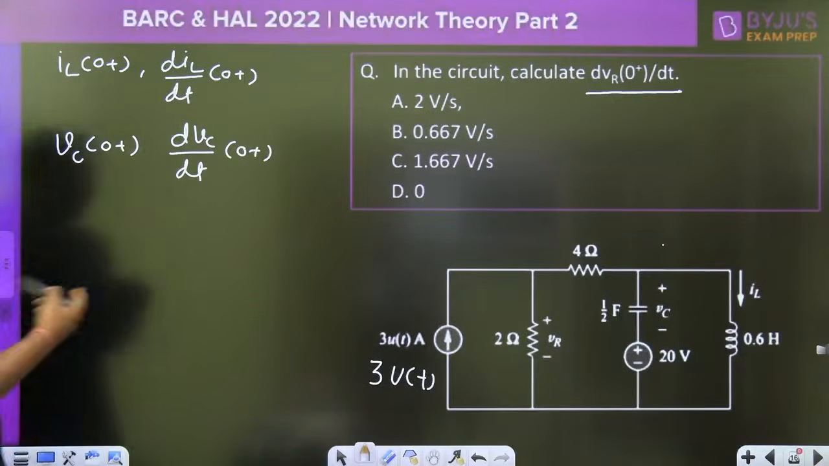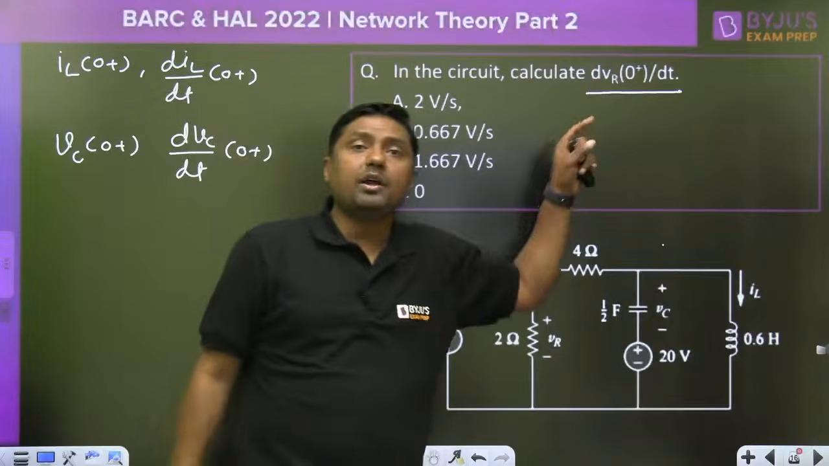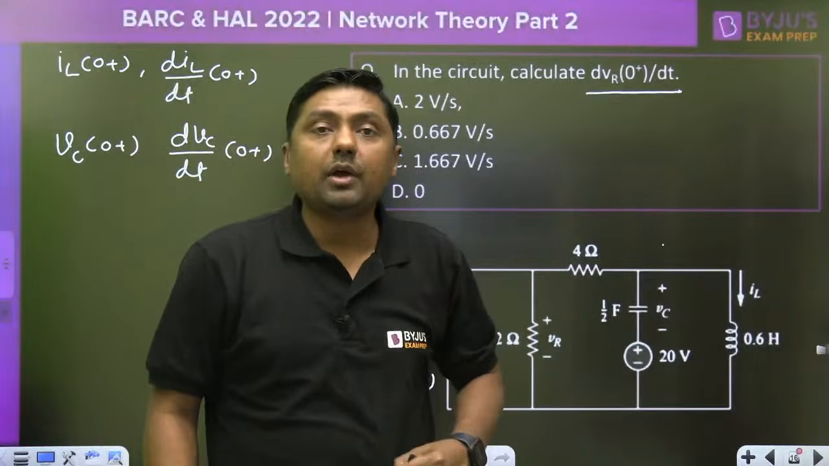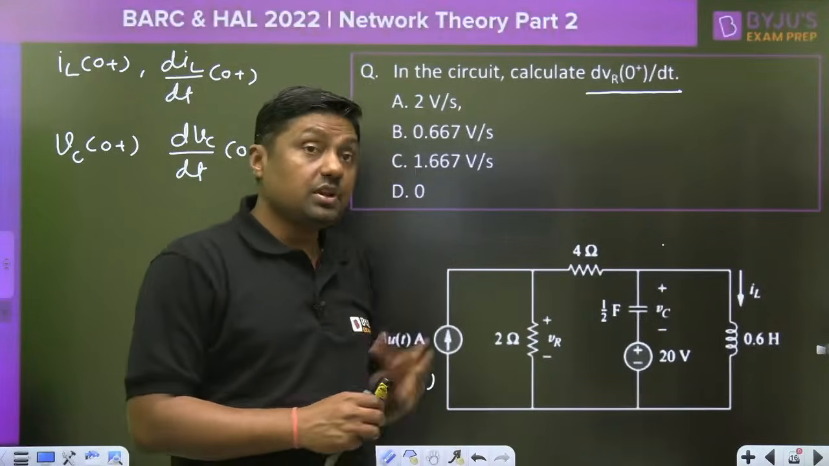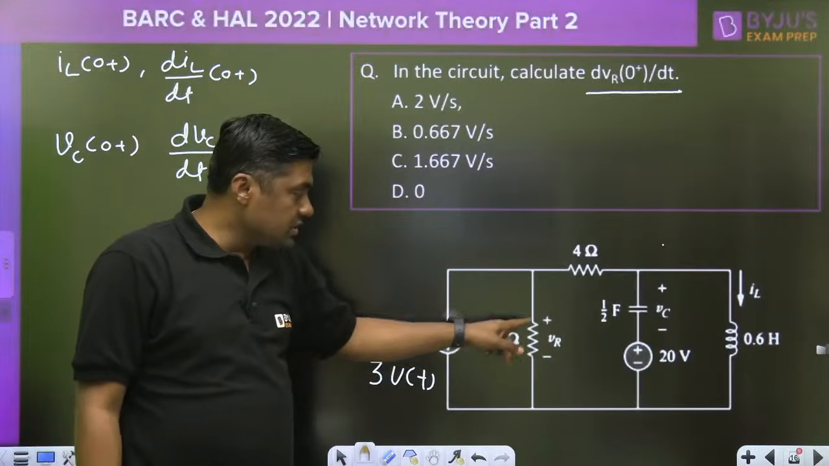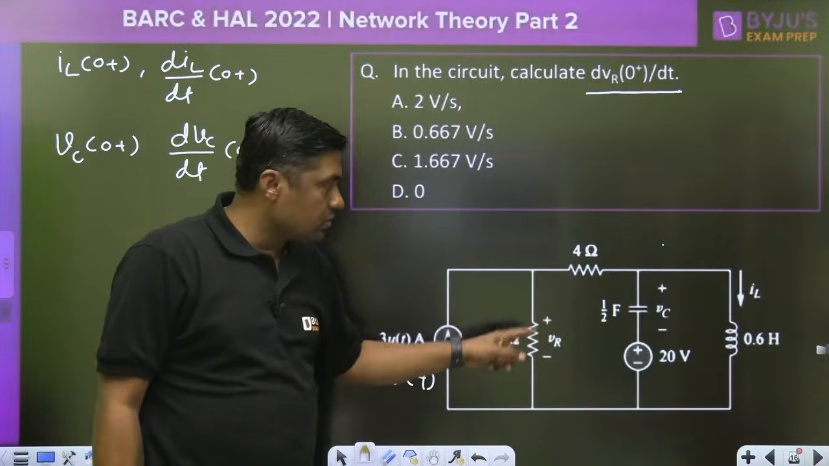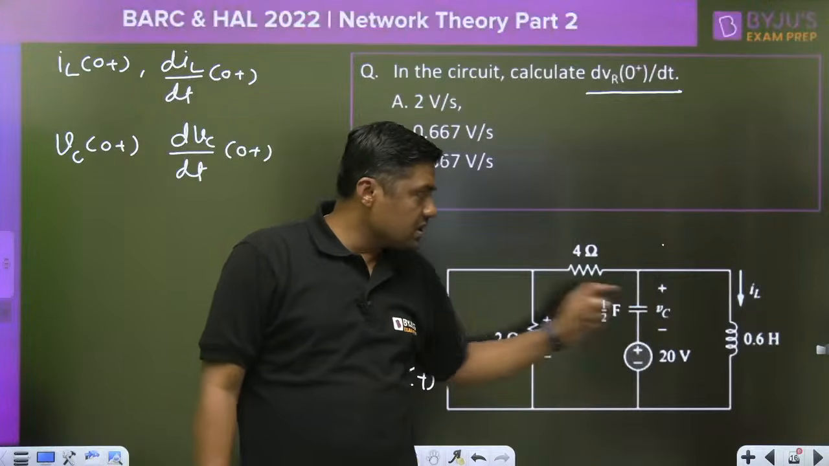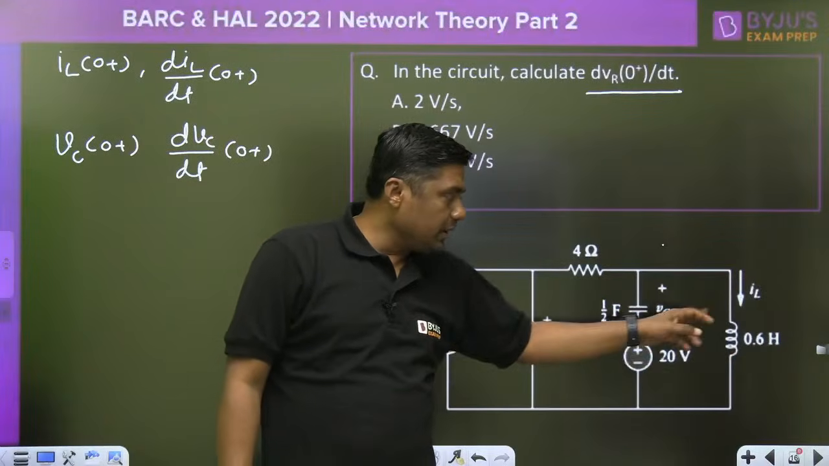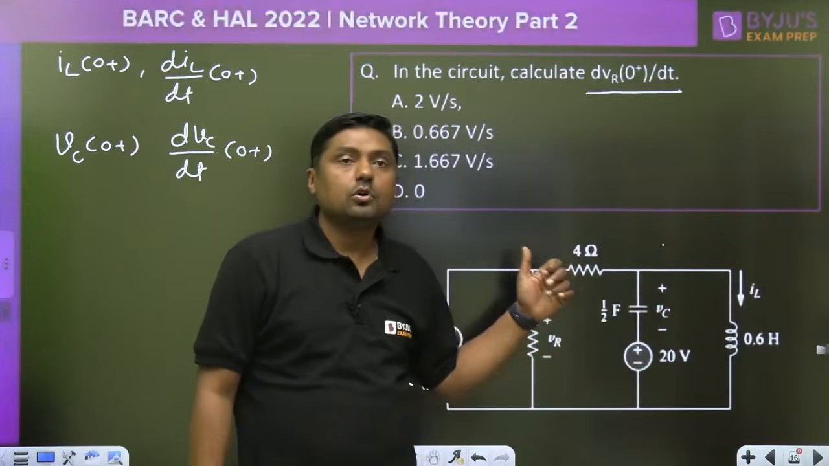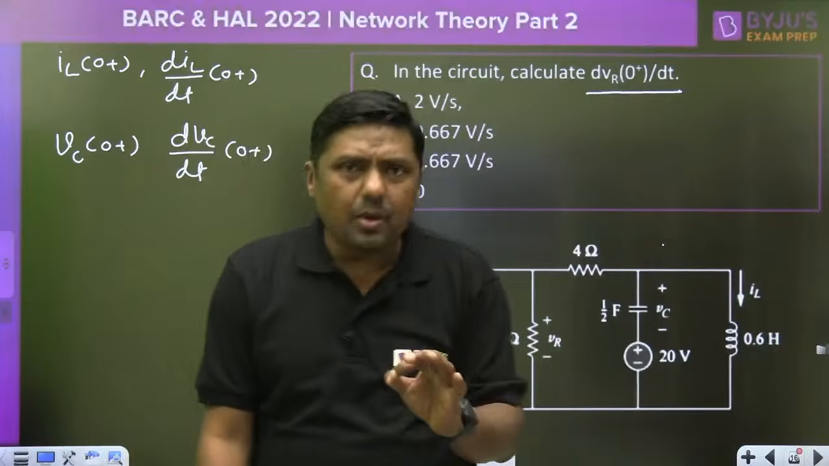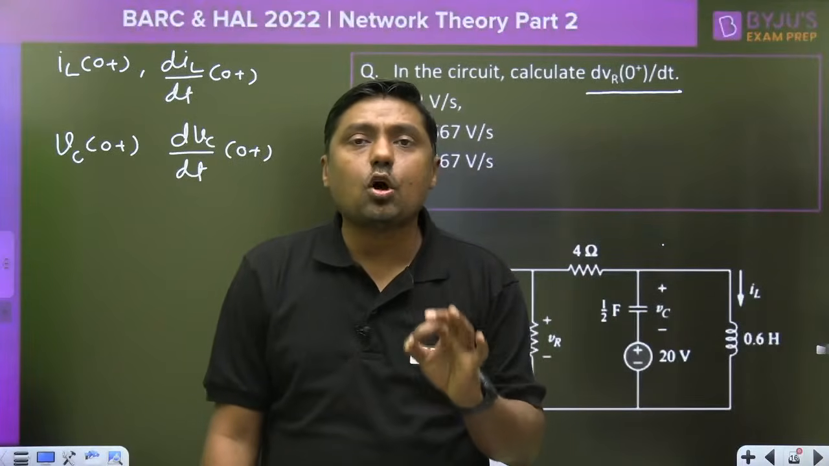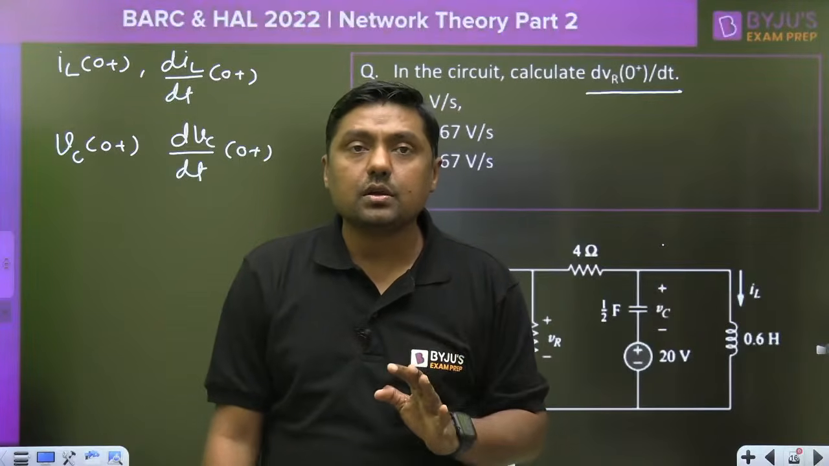But in this question, what is asked here? dVR/dt at 0 plus. Initial condition. The 2 ohm resistor, this is the VR, voltage across the resistor. 1 by 2 farad, that is the VC. 20 volt battery, 0.6 Henry, 4 ohm. Now, always remember, capacitor does not allow sudden change of voltage.